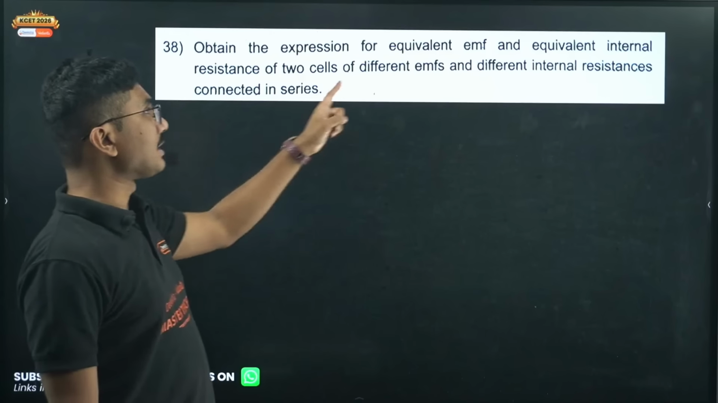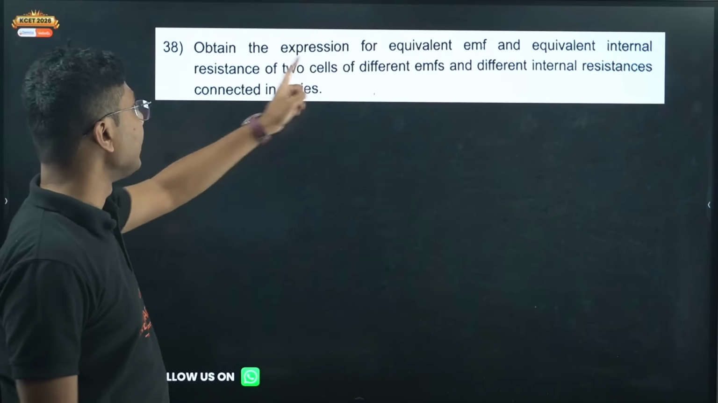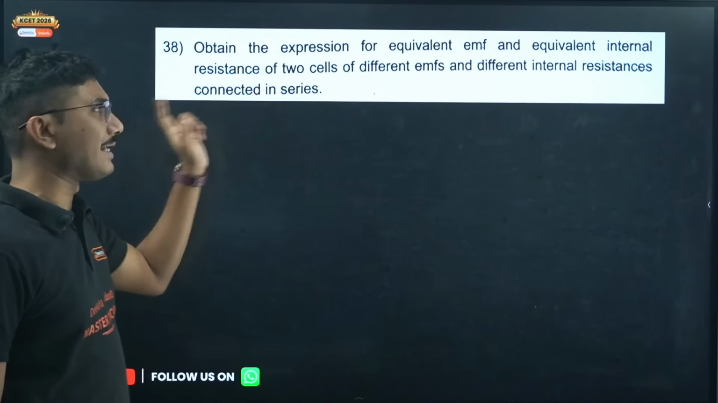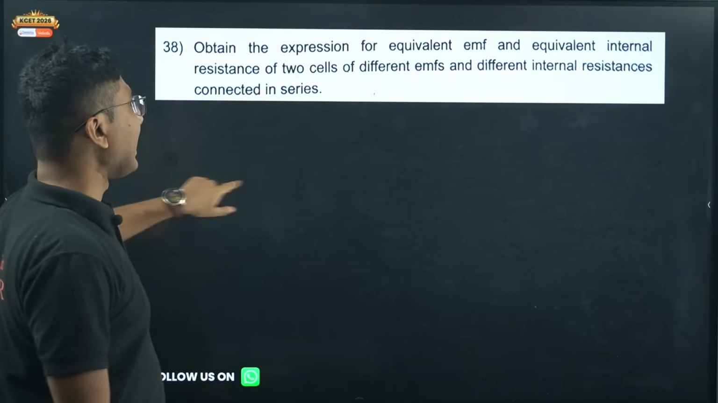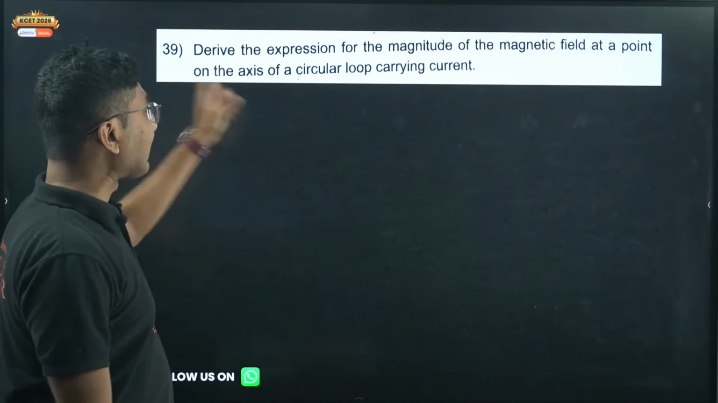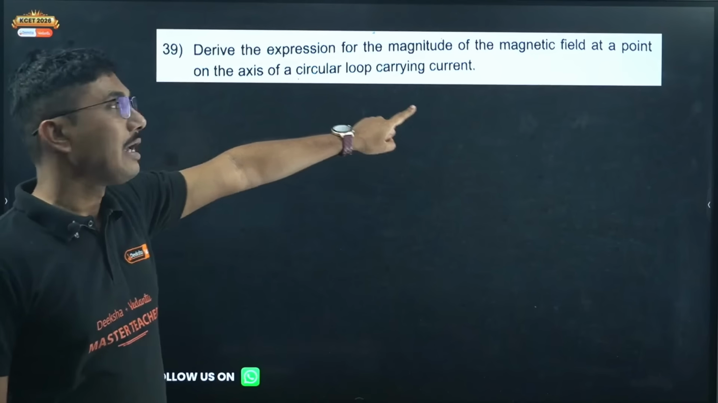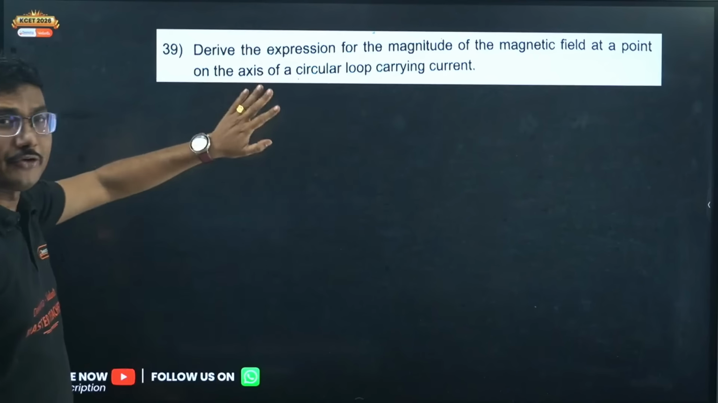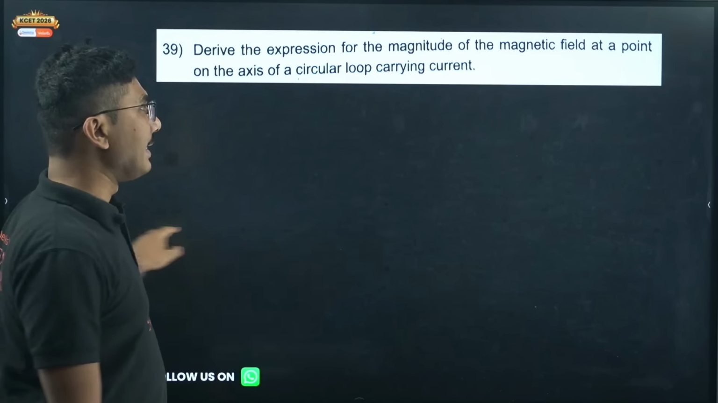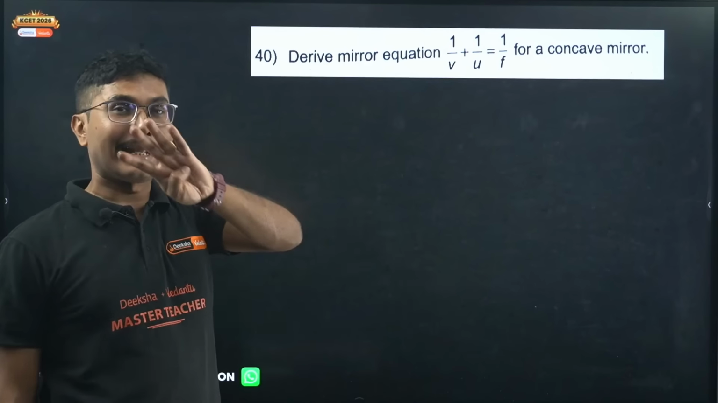Next, obtain the expression for equivalent EMF and internal resistance of 2 cells in series. I told you yesterday that this is an important derivation. It came. Derive the expression for magnitude of magnetic field at the point on the axis of a circular loop. Again, in the morning I predicted that. This came from my morning video. So from morning video 3 derivations came. If you have followed my entire day, you can get 4 derivations.